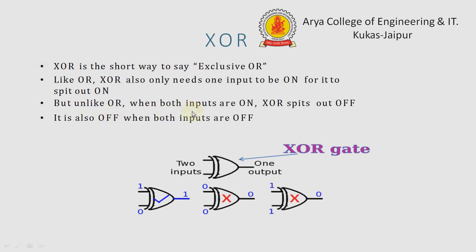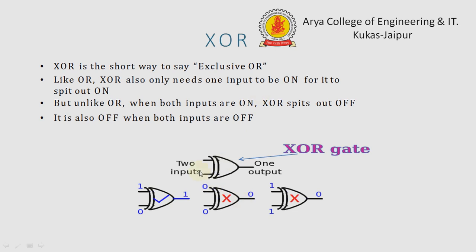But unlike OR, when both inputs are on, XOR spits out off. It is also off when both inputs are off. So that means to say it works like this: when a single input is high, it gives a high output, but when both inputs are high, it gives low, and when both inputs are low, it gives 0. But when one input is high and another input is low, at that time it gives a high output.